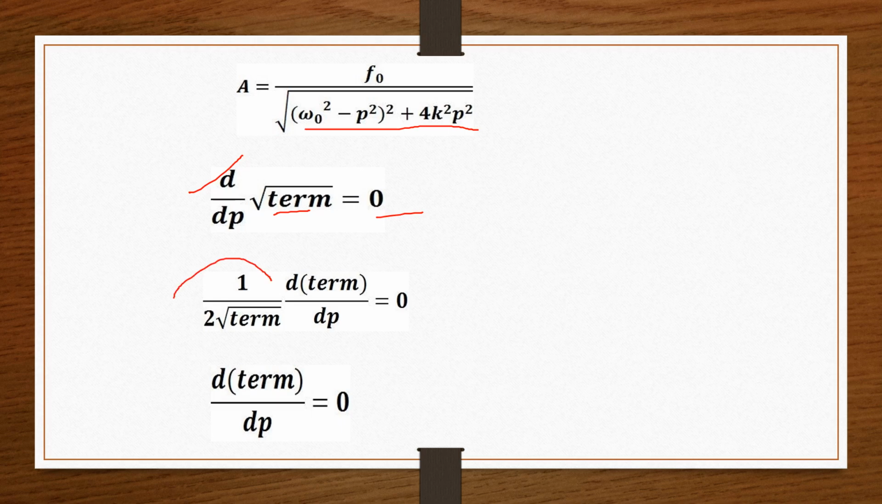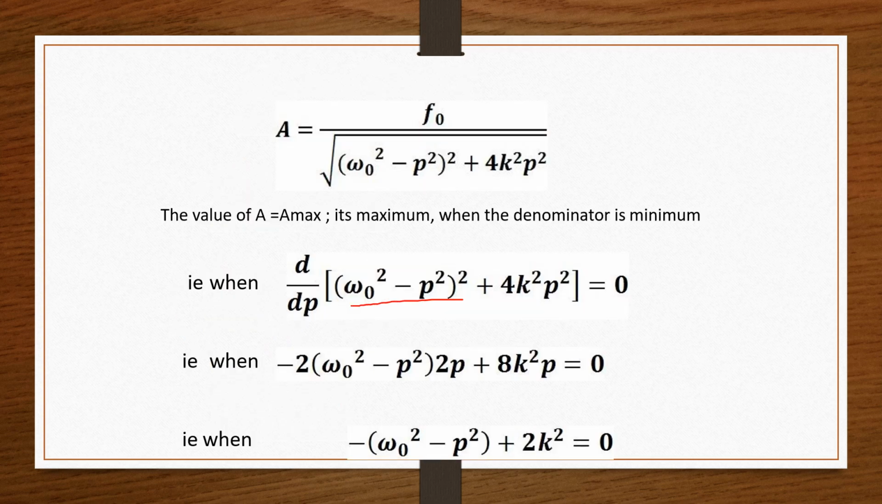It implies 1 by root of the term can't be equal to 0. It implies d by dp of the term should be equal to 0. That is, the first derivative of the term with respect to p should be equal to 0. So here we have written the whole term. On taking the first derivative with respect to p, you will get minus 2 into omega 0 square minus p squared into 2p plus 8k squared p is equal to 0, or minus omega 0 square minus p square plus 2k squared is equal to 0 on cancelling 4.